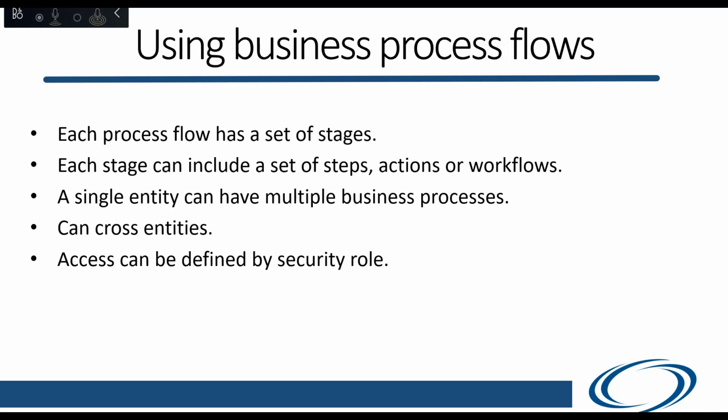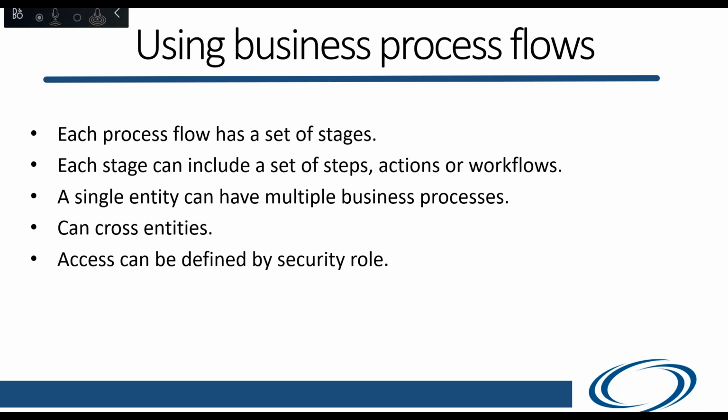Some things about the business process flow: when you're creating it, you have a set of stages that you'll start with. And then each of your stages includes steps, actions, or workflows. Steps are all centered around data fields that are housed in your records. And actions and workflows are things that you also create when you're customizing the system. You can have multiple business processes for a single entity. So you can have 2 or 3 business processes with your opportunities or any of the entities or records that you have.